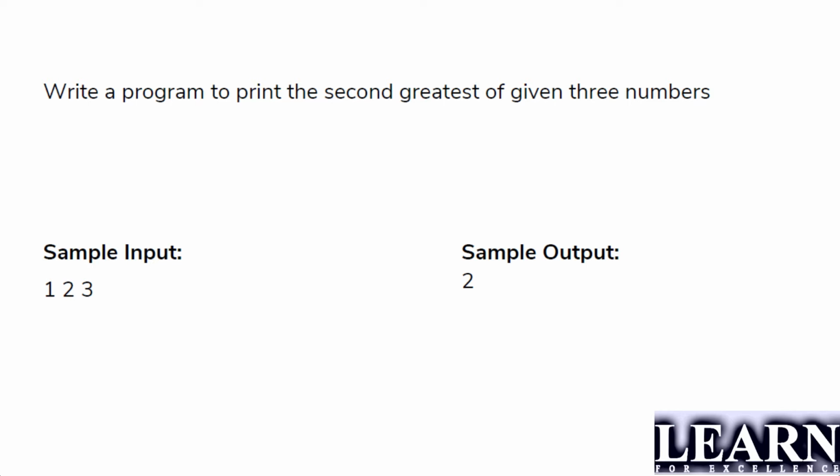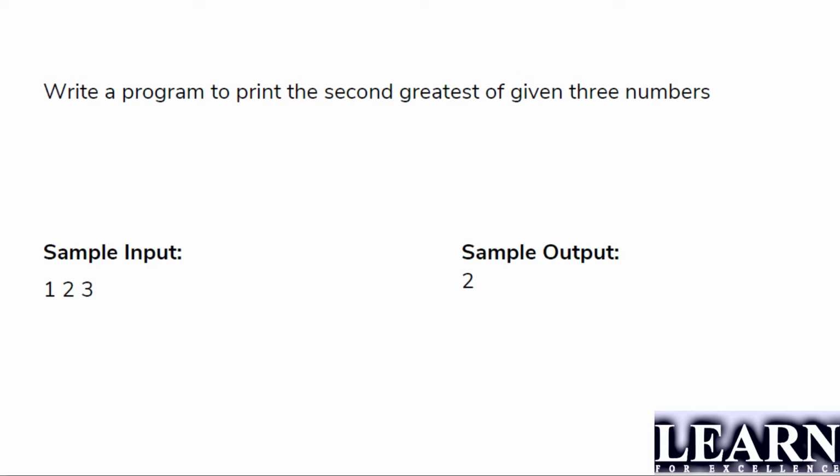I'll take one example. I have 1, 2, 3. Here you need to print 2. I'll take A, B, C. What will be the condition for this? Lowest we can take out by reversing the condition we have given. Greatest also we can take out. How are you going to find out the second greatest?